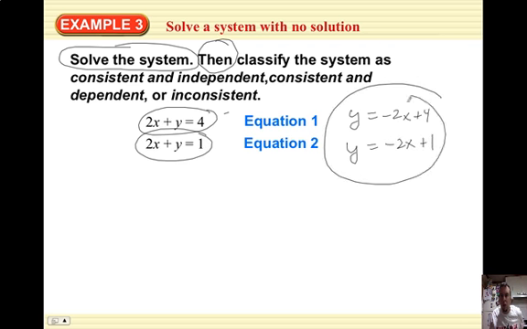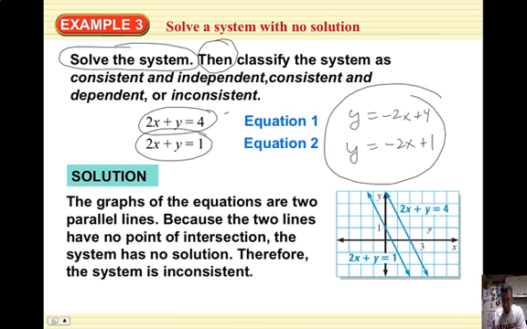Look at those two equations for a second. Notice that they have the same slope, but different y-intercepts. So if we graph that real quick, what would happen here? These two lines are parallel because they have the same slope, negative 2. So here's the plus 1, down 2 over 1. Here's the plus 4, there's the y-intercept, and then down 2 over 1. So there's your slope. These two lines are parallel, which means they never touch.